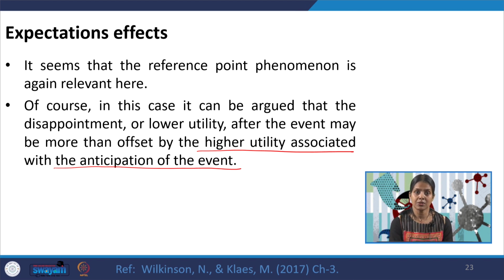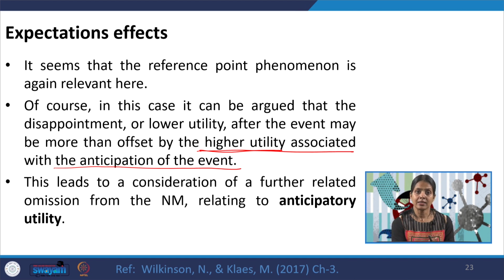So, there could be substantial disappointment, and that might have been more than offset by the higher utility associated with the anticipation of the event. If higher utility could offset the lower utility, then you would still be overall happy, but if that is not the case, then there will be overall disappointment. This leads to a consideration of a further related omission from the neoclassical model relating to anticipatory utility.